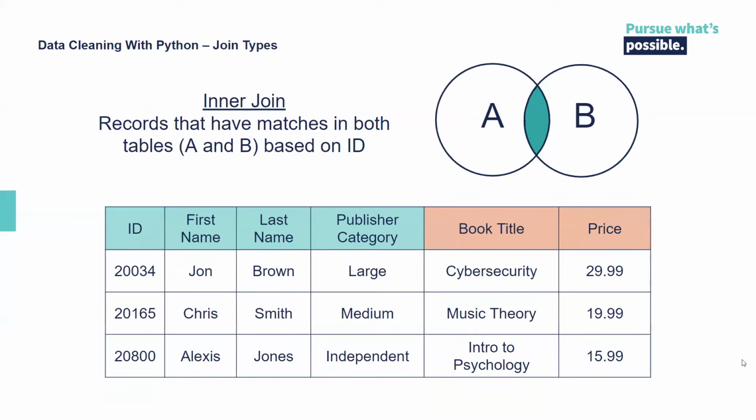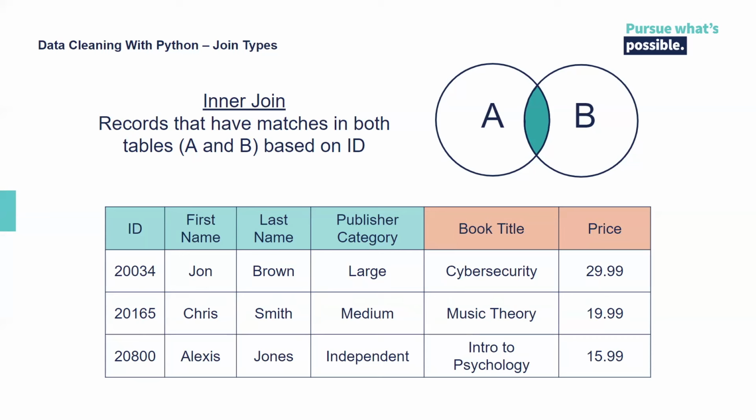An inner join is where only the records that match result. So only the three records that matched by ID and this ID appeared in both tables. Those are the only records that exist in our output table.